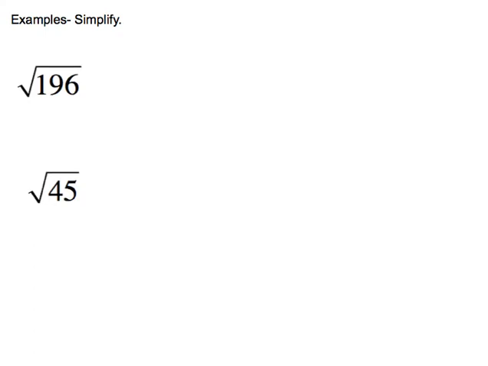So let's simplify. First of all, we have the square root of 196. Now, if you remember, square root means what number times what number would give you this number. If you think about 14 times 14, that's 196. So the square root of 196 is 14. That would be the simplified form of square root 196. Now, square root 45 is not a nice, pretty number. It's going to be a decimal.